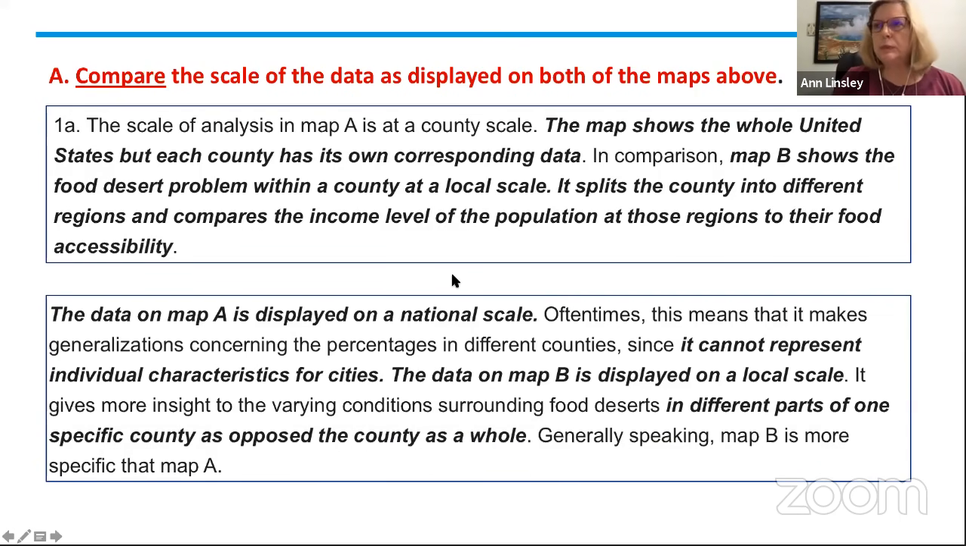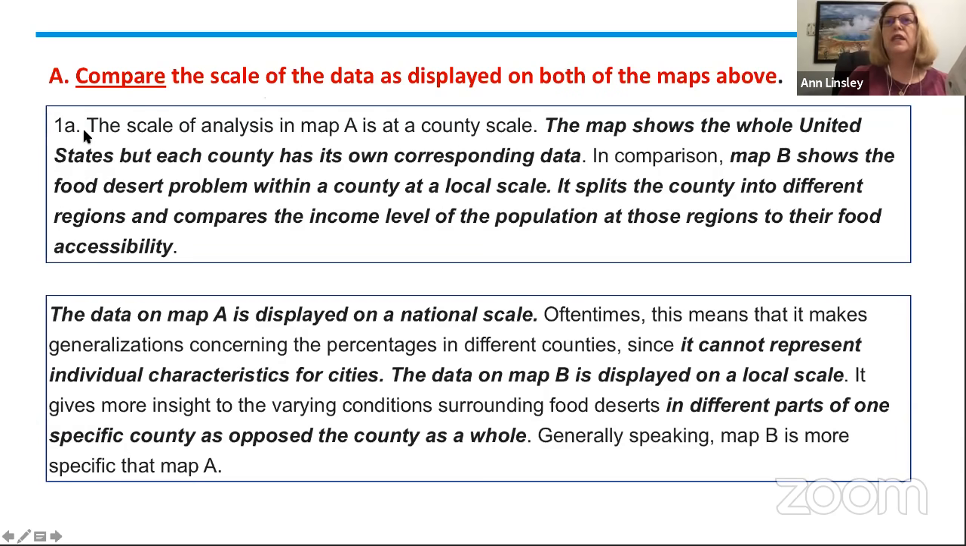So I've put in here examples of answers that answered the questions, nailed it without a doubt, no discrepancy here, so that you can see what a good solid answer looks like, not only following what the task verb wants, but also what the answer is expecting. So in the very first one, it's looking at scale of analysis of map A. The scale of analysis of map A is at the county scale.